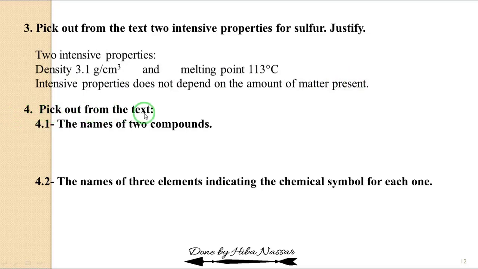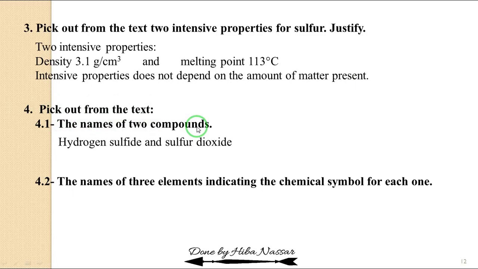Number 4. Pick out from the text the names of two compounds. They are hydrogen sulfide and sulfur dioxide. 4.2, also pick out from the text the names of the three elements, indicating the chemical symbol for each one. They are sulfur, capital letter S, hydrogen with capital letter H, and oxygen with capital letter O.